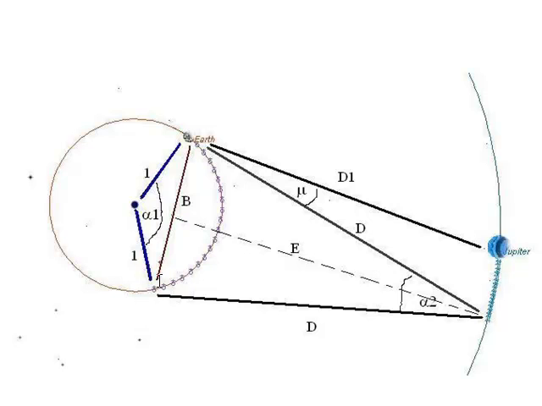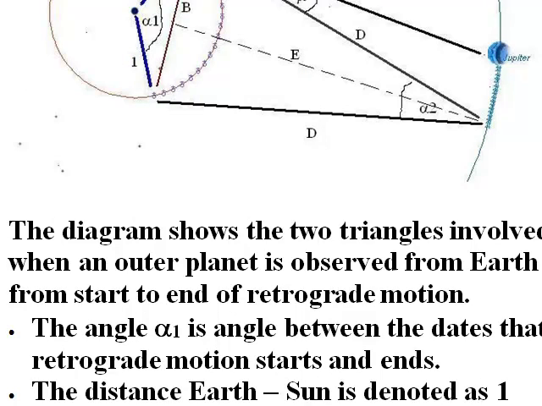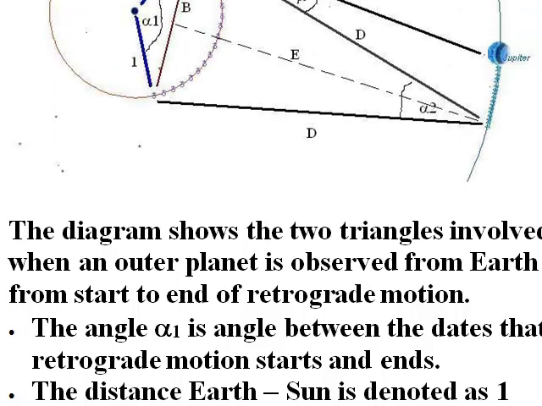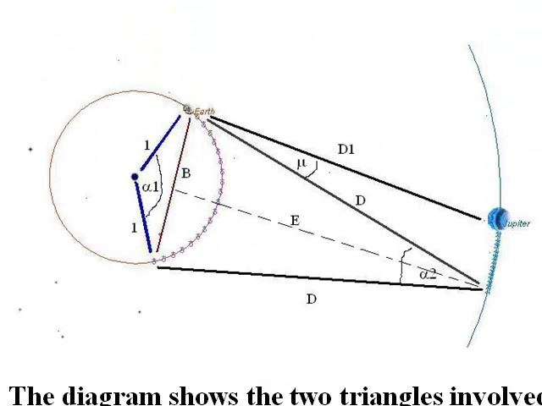I'm going to explain the geometry. This little triangle here describes the baseline B that we have here, and the distance from Earth to Sun here and here, and the one that you see there means that the distance is considered 1, as in 1 astronomical unit. The astronomical unit is the standard distance within the solar system. It's 93 million miles, or 150 million kilometers long.